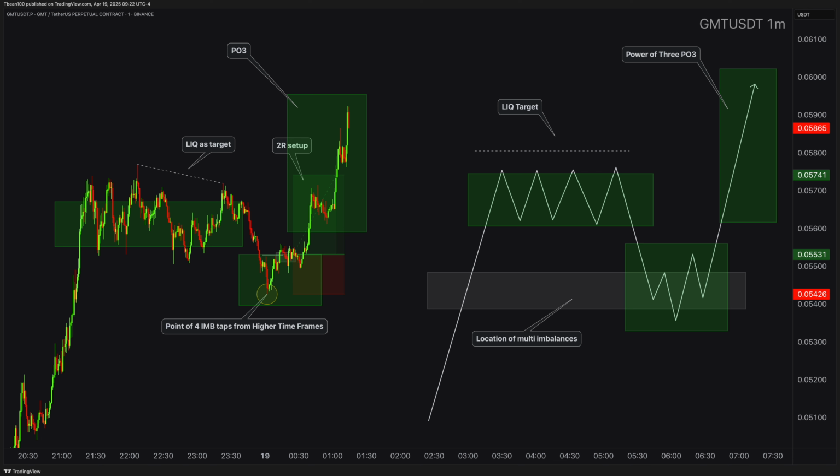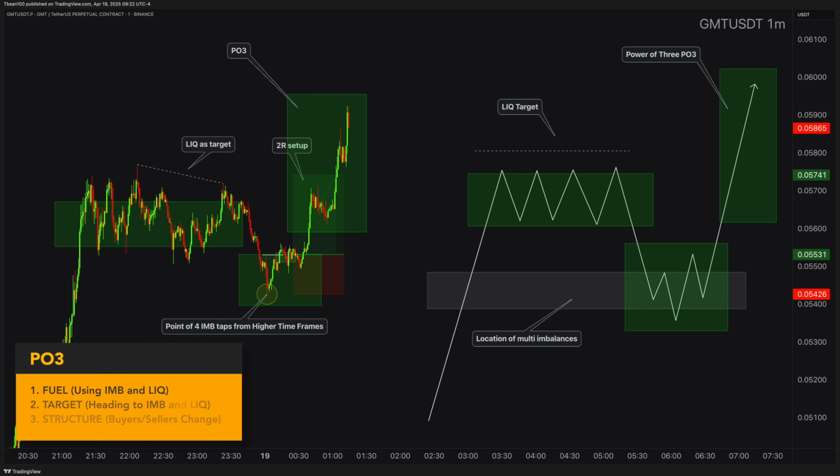What does the power of 3 actually consist of? 1. The fill. Price sweeps liquidity and possibly hits an imbalance area, fully filling up. This is generally the first step. 2. Target. Target should be on the opposite side of the PO3. It should be either liquidity or imbalance or the combination of both of them. 3. The structure shift. Structure must shift before the trade, so the buyers and sellers change hands.